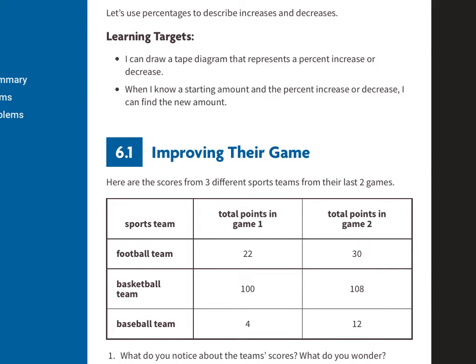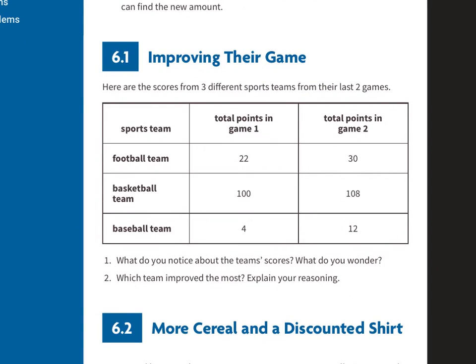So here are scores from 3 different sports games from their last 2 games. Number 1, what do you notice about these team scores? What do you wonder? Which team improved the most? Explain your reasoning. So go ahead and pause, answer these 2 questions in your book on page 45, and then we'll get going.